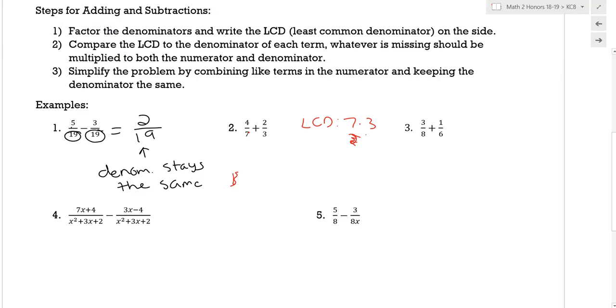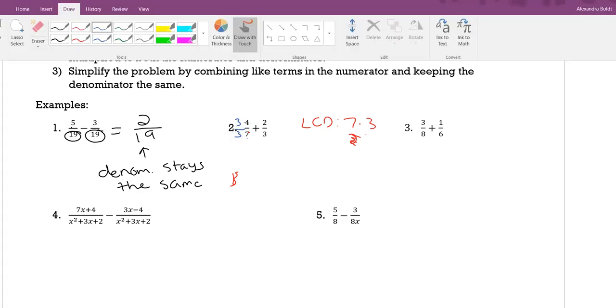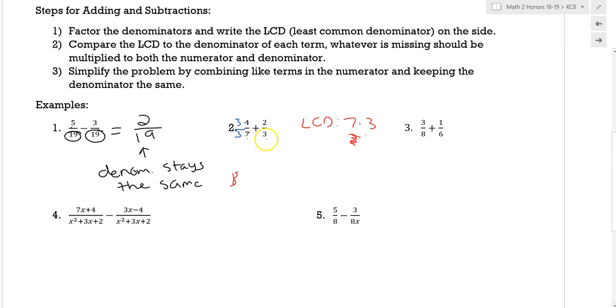Now we have to think about what each of these is missing. This first one is missing the 3. So I'm going to multiply by a 3 in both the numerator and the denominator. Our second fraction is missing the 7. So I'm going to multiply by 7 over 7.